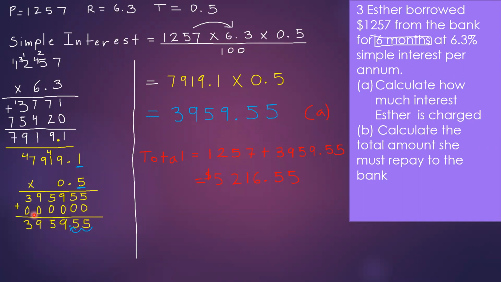Okay. The good news is that now you know how to do it. So if they give you 6 months, then you know it's going to be 0.5. If they give you 9 months, then you know it's 0.75. It's just 9 divided by 12. If they give you 3 months, then you know it's 0.25 because it's 3 divided by 12. So just keep that in mind.